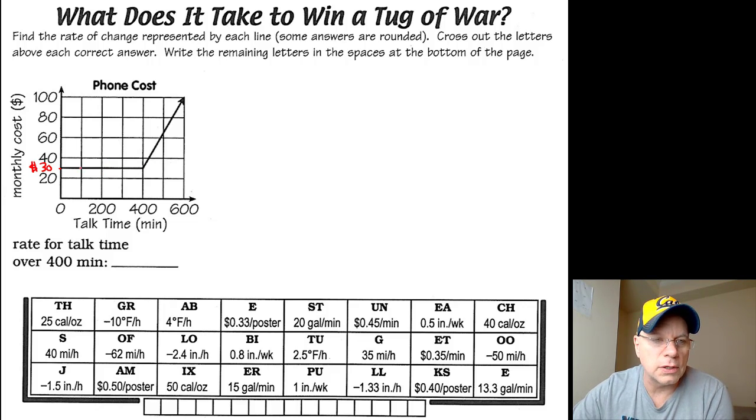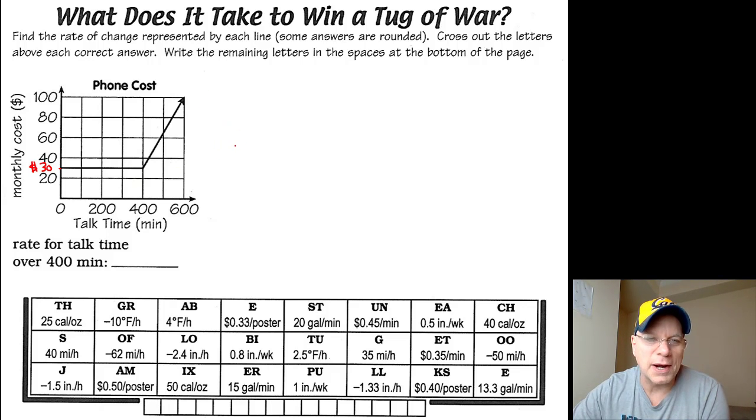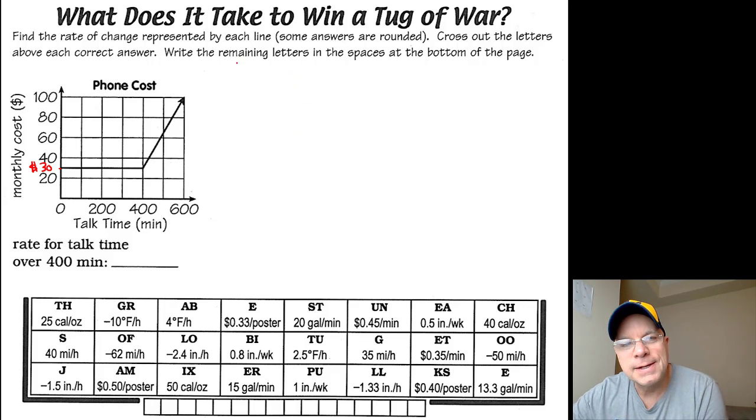Now, your bill will be $30 unless you exceed 400 minutes of talk time. So after 400 minutes, they start charging you per minute for the amount of time you're on the phone. This graph tells a story, and if you were paying that bill, you would want to understand that story well.